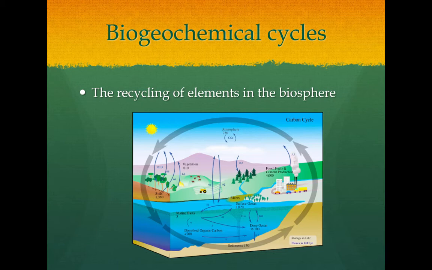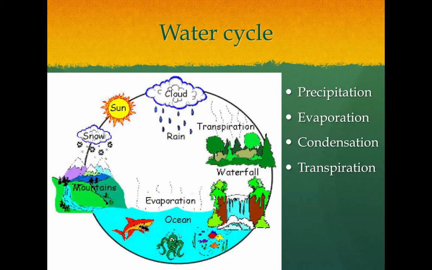The only input into the biosphere is sunlight, so all the other materials are recycled. We're going to talk now about biogeochemical cycles. This is the recycling of elements in the biosphere. The first biogeochemical cycle is the water cycle, also called the hydrological cycle. It basically has 4 different processes.